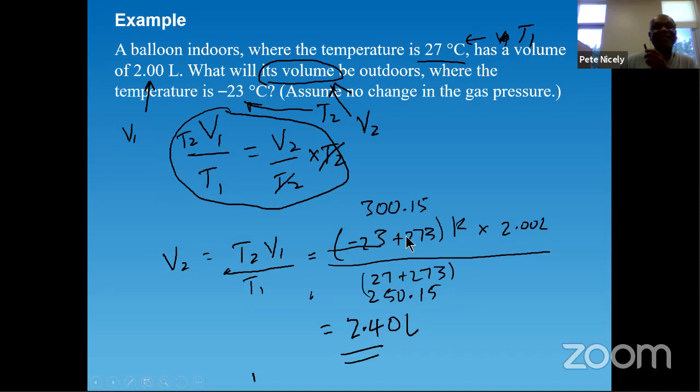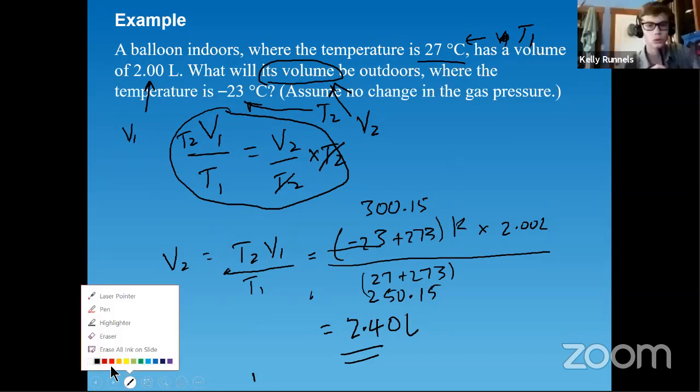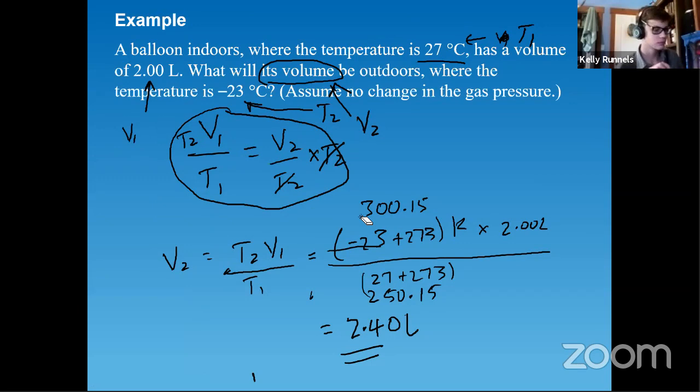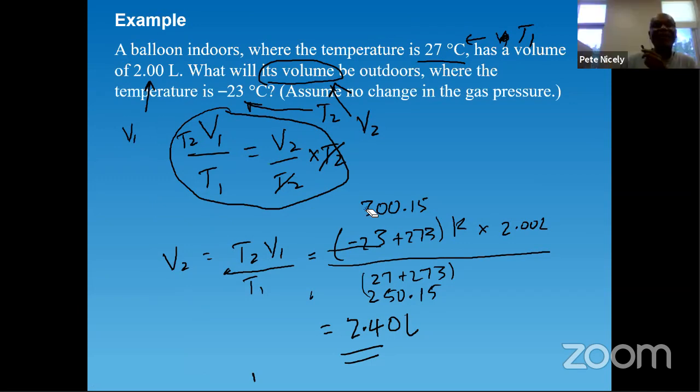I see the mistake. Let me erase this here. The 300.15 should be down here, and the 250.15 should be above. Ooh, that makes sense. Okay, I'll adjust my equation. That's my fault. Let me see why I did that. Oh, well, there's no good reason I can come up with.